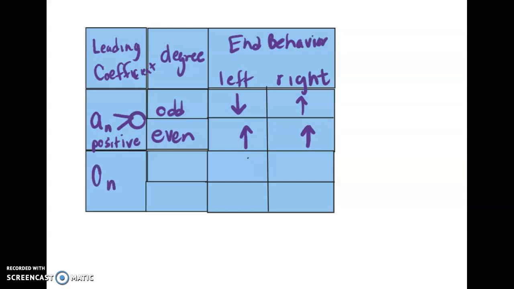The other choice is that a sub n is negative, so it's less than 0. A number that's less than 0 is a negative number. And if it has an odd degree, then the left side will go up without bounds, and the right side will go down without bounds. And if the leading coefficient is negative and the degree is even, then both sides will go down. The left and right side will go down without bounds. So this is a good chart to have and to take a look at when analyzing.